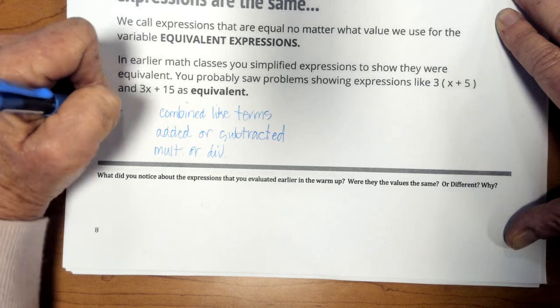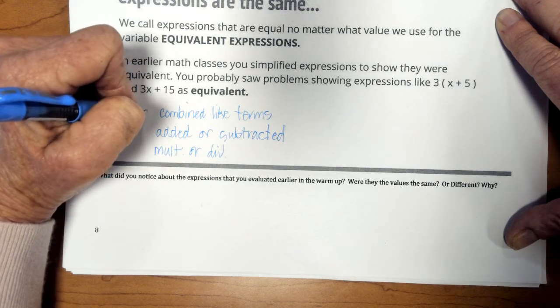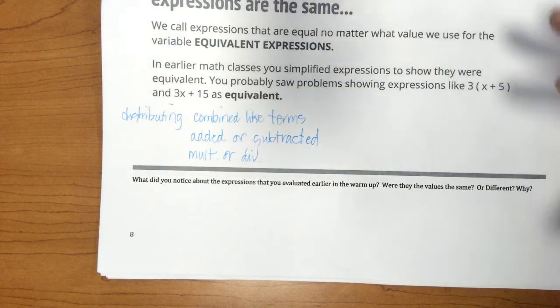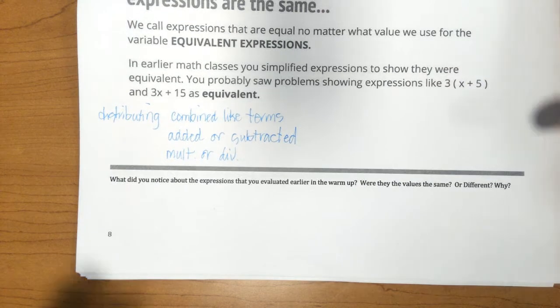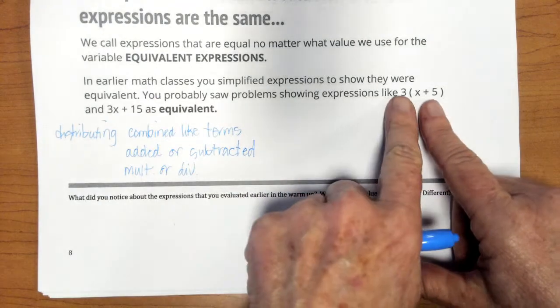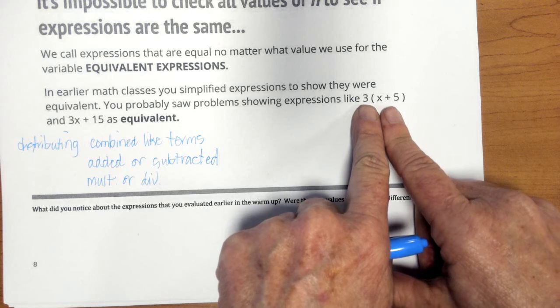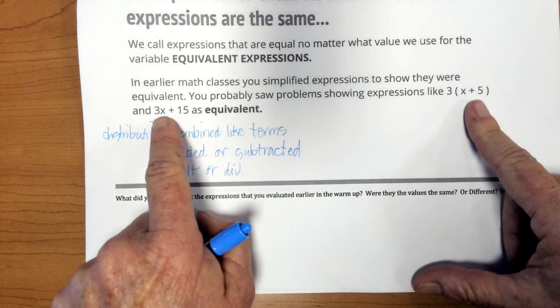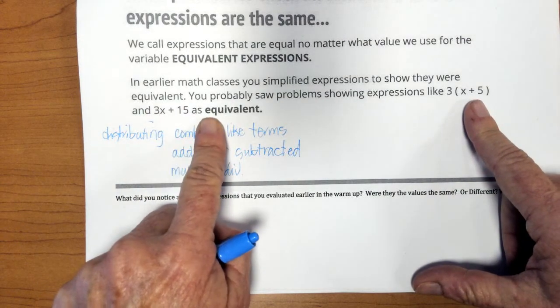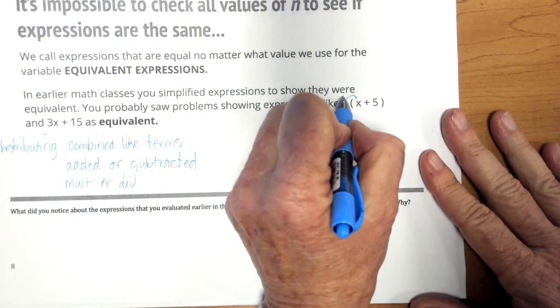So those are all things that you did in earlier math classes. And you saw problems like this: 3x plus 5 is equivalent to 3x plus 15. And what did we do in this case? Well, in this case, we distributed.